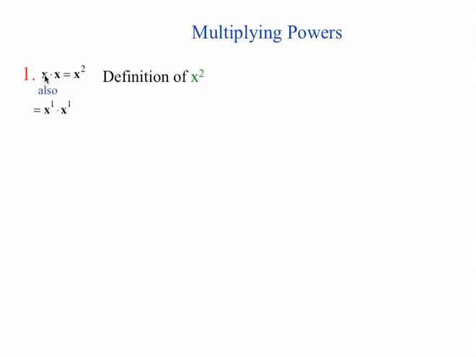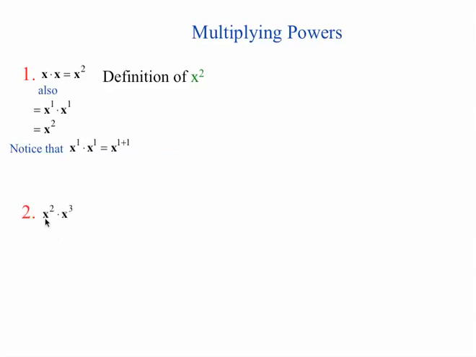But also notice that x is x to the 1. So x times x is like x to the 1 times x to the 1, which is x to the 2. And notice that it's as though we were able to add those exponents. So x to the 1 times x to the 1 is the same as x to the 1 plus 1.